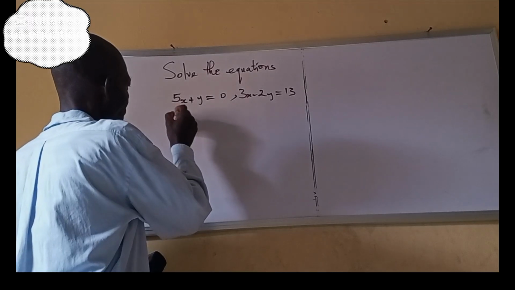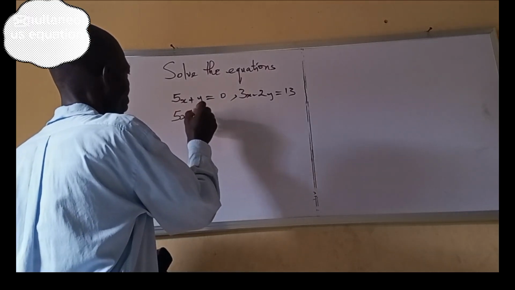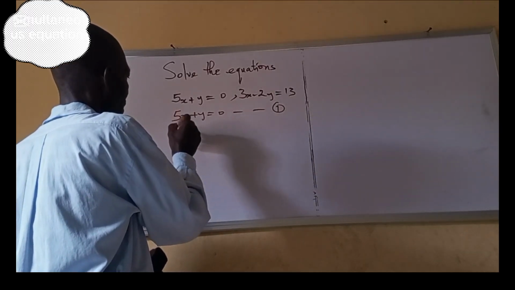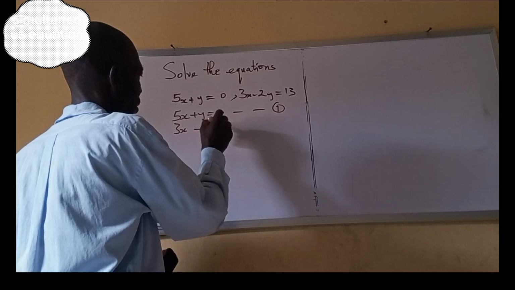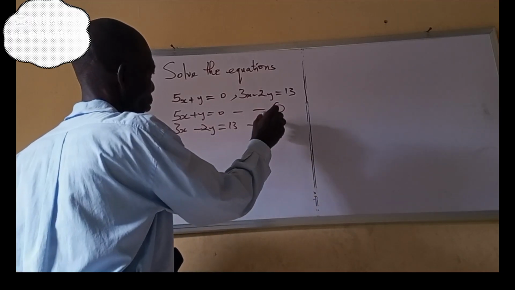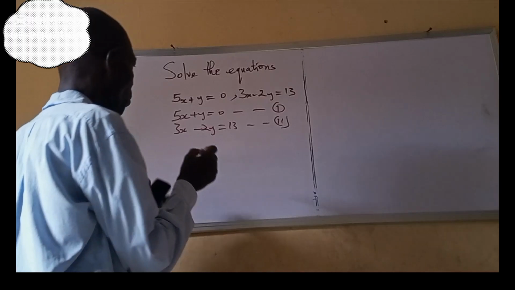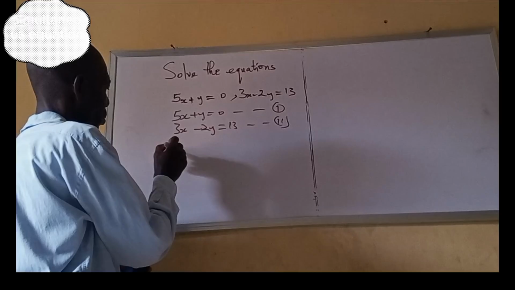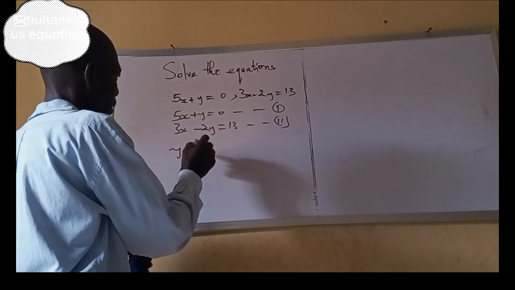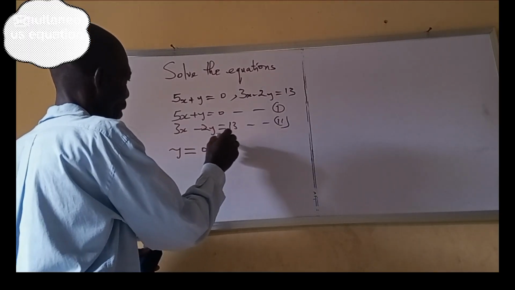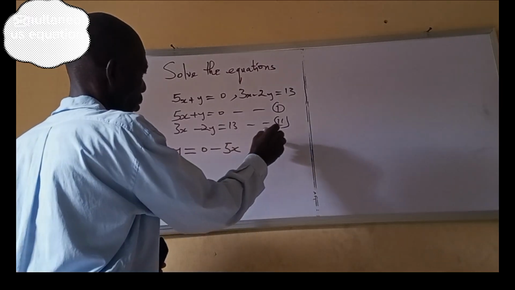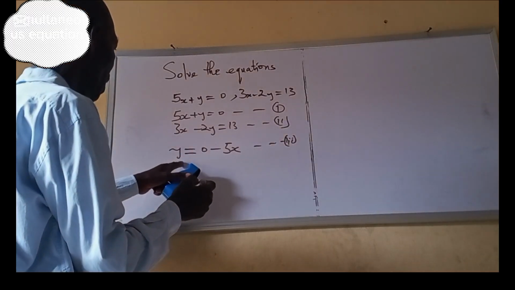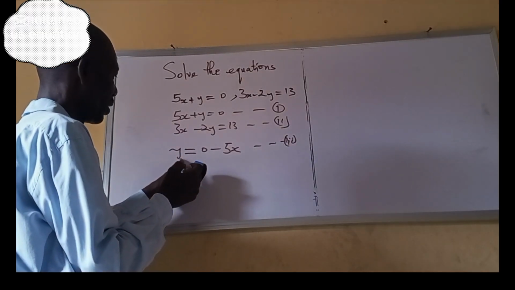So 5x plus y is equal to 0. This is equation 1. 3x minus 2y is equal to 13. This is equation 2. So we are going to rearrange equation 1. We make y the subject of the formula: y is equal to 0 minus 5x. This is equation 3. So now we have made y the subject of the formula.